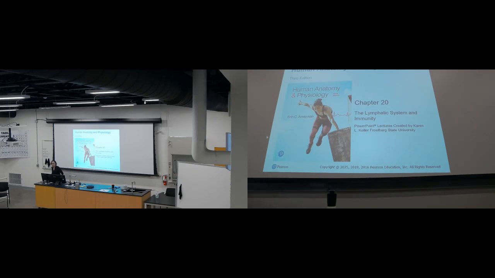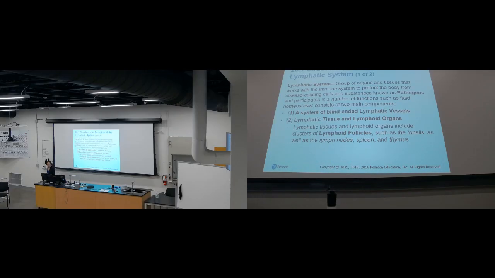So chapter 20, it's about the lymphatic system and immunity. The lymphatic system is made by a group of organs, primary organs and secondary organs, and tissues that together work for having a strong immune system to help defend our body against infections and against diseases like cancer.